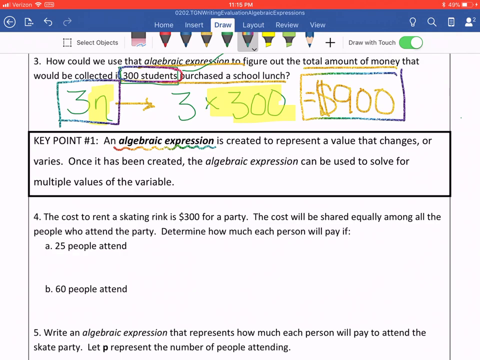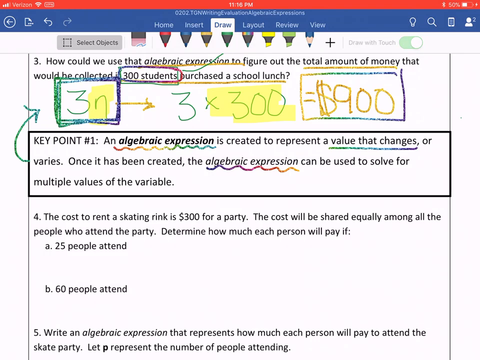Key point number 1. An algebraic expression is created to represent a value that changes. So just like our variable, a value that changes or varies. Once it has been created, the algebraic expression can be used to solve for multiple values of the variable. So if we think back to what we just created up here, we could have put infinitely many values where that N was. Our scenario told us to put 300 there, but once we've created that expression of 3N, we could really put any value in place for that N that makes sense to solve for that solution.